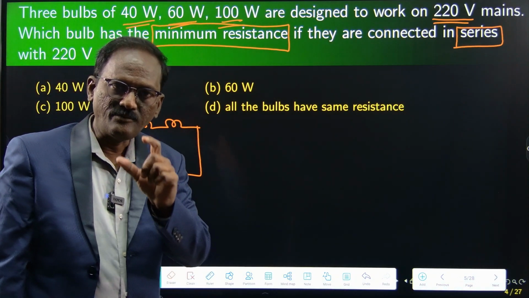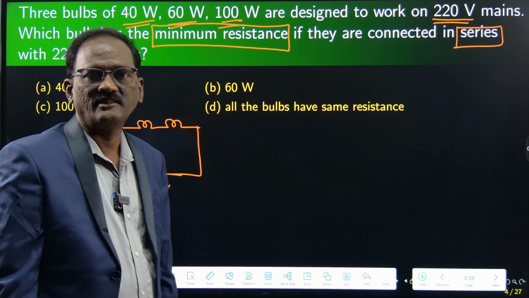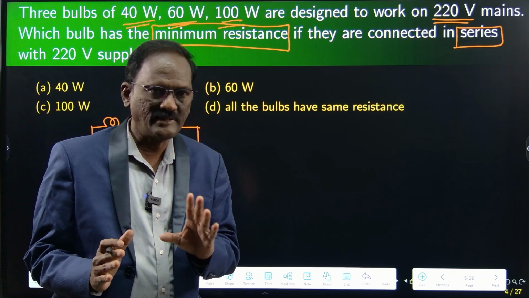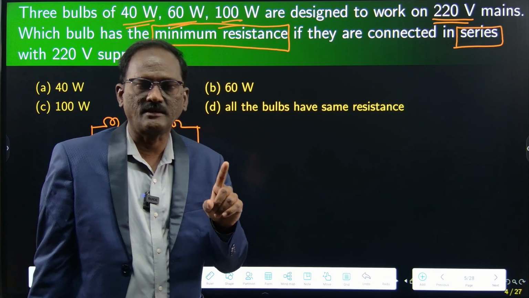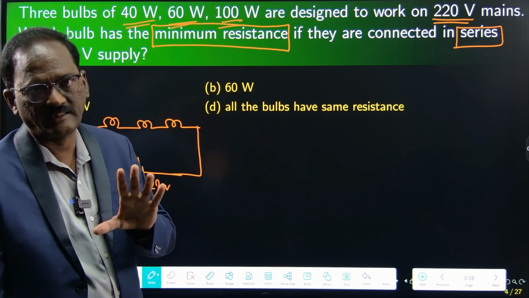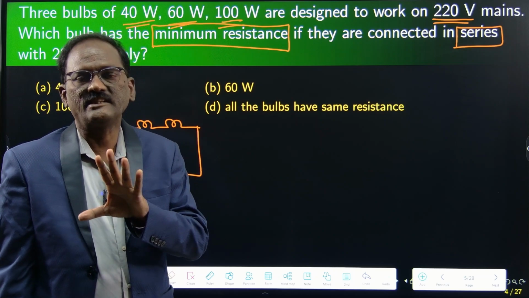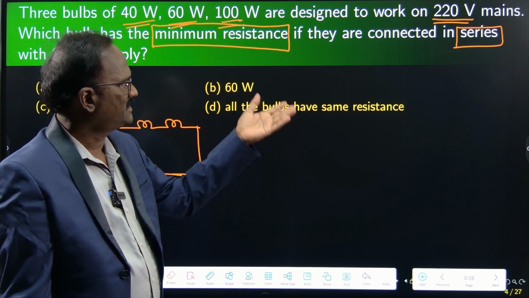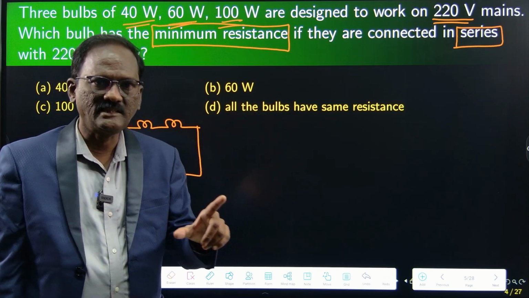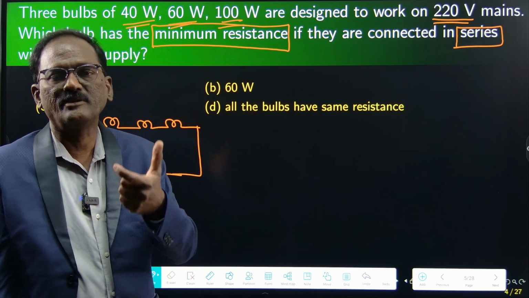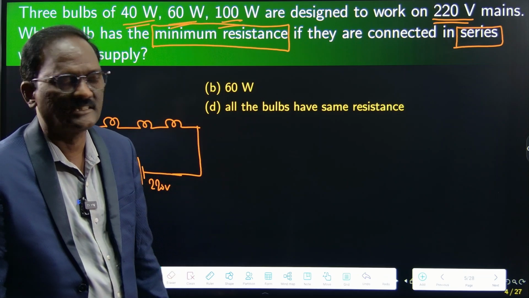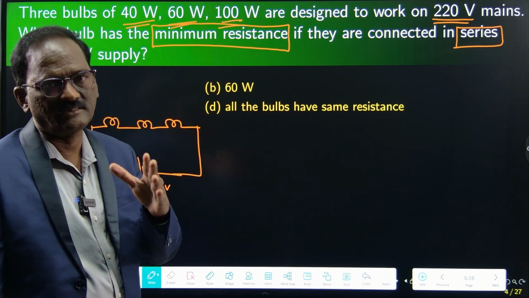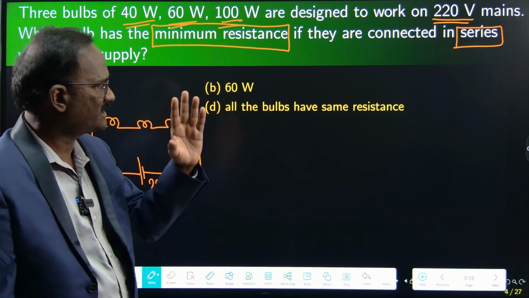See, the type of connection will not change the resistance value. Resistance value is fixed. It won't change unless the temperature is changed, as we have studied under the topic temperature dependency of resistance. If we don't change the temperature, the resistance will not change. So resistance is constant, whether it is connected in series or parallel. It never changes the value of resistance.